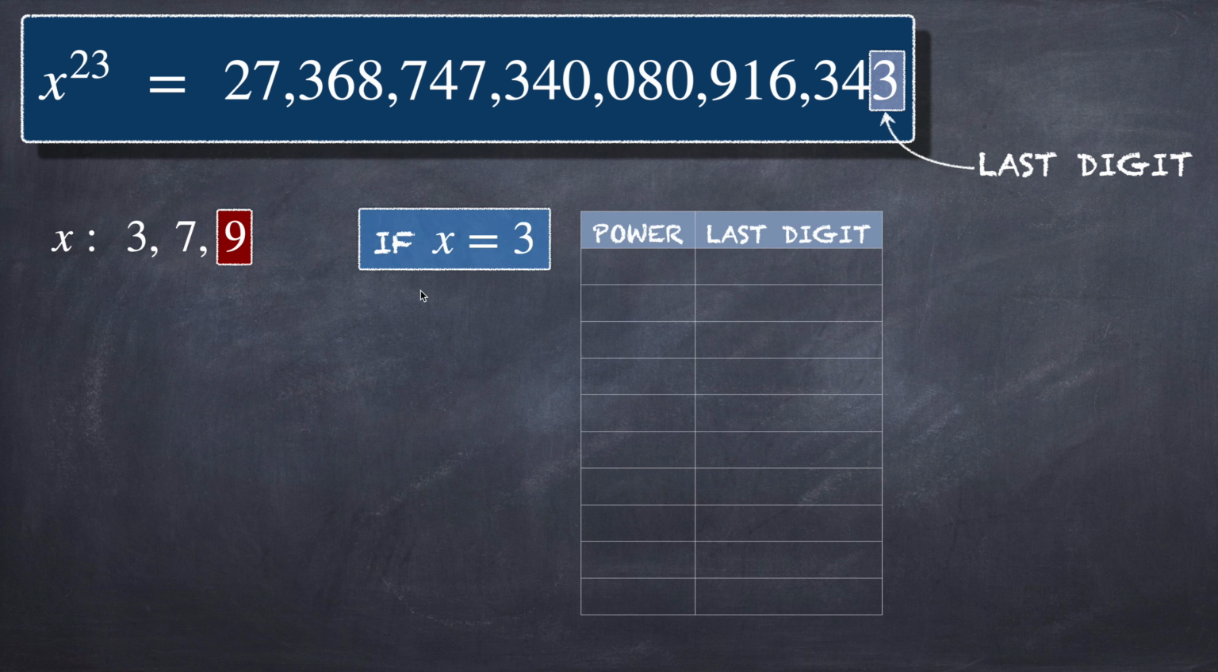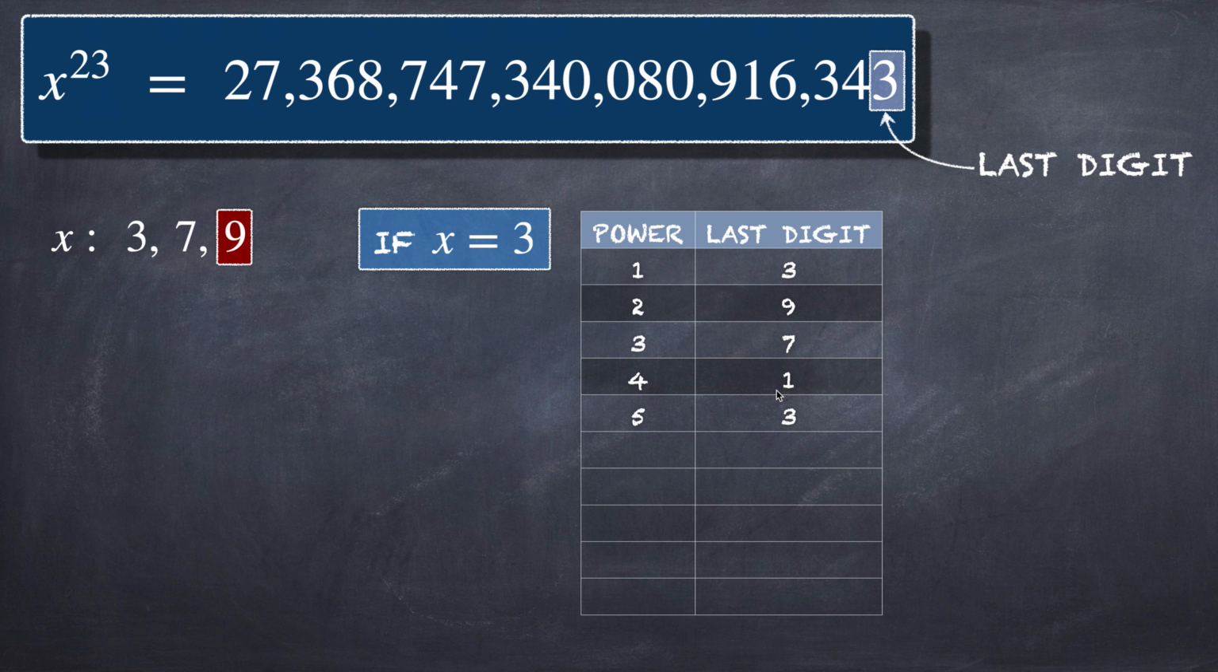If it is 3, let's write here the power and the last digit of that number. If the power is 1, of course, the last digit is 3. If the power is 2, 3 squared is 9, so the last digit is 9. 3 to the power of 3 is 27, so the last digit is 7, and so on. The next one will be 1, because 7 times 3 is 21, the last digit is 1, and the next one is 3 again. So it is possible that 3 is the value for x, because the last digit sometimes is 3.